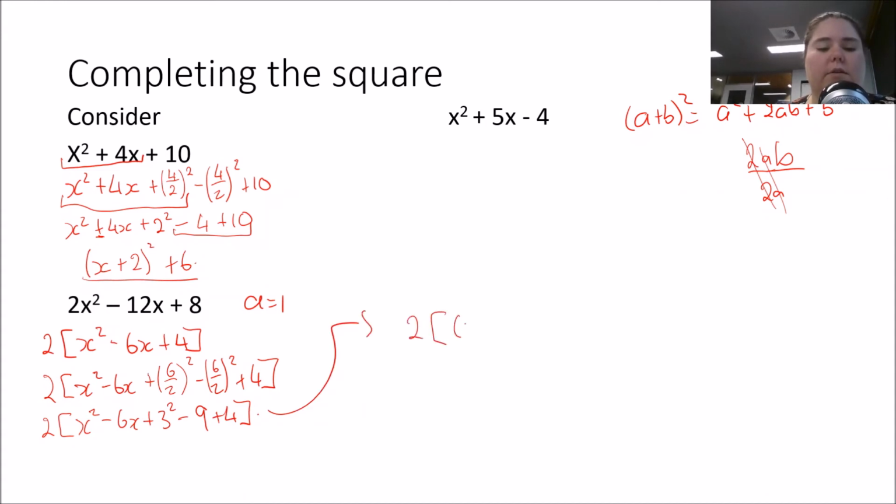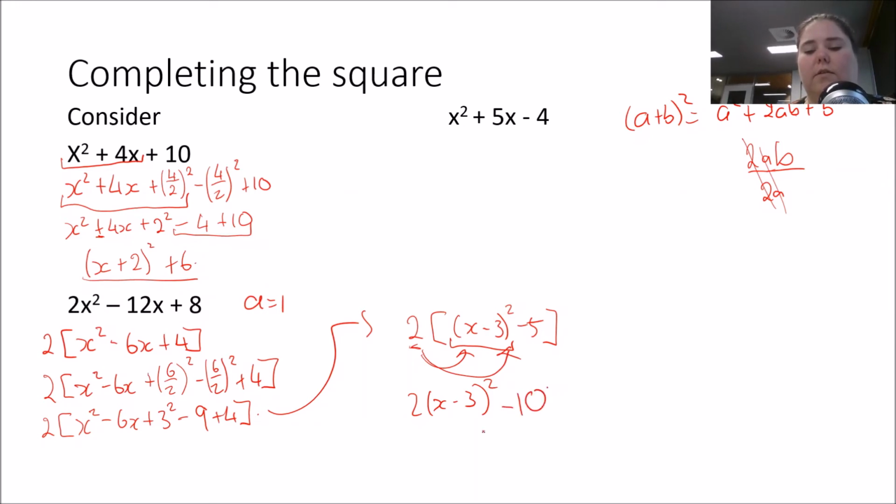Cool. And now I can factorize. So x minus 3 all squared minus 5. The last thing I want to do is get rid of that square bracket. So what we're going to do is multiply my first term by 2 and my second term by 2, and that's pointing to the negative 5. And that is my completed square.